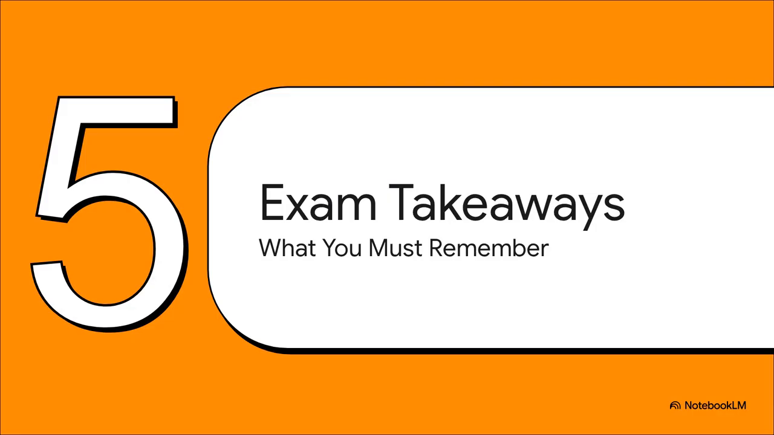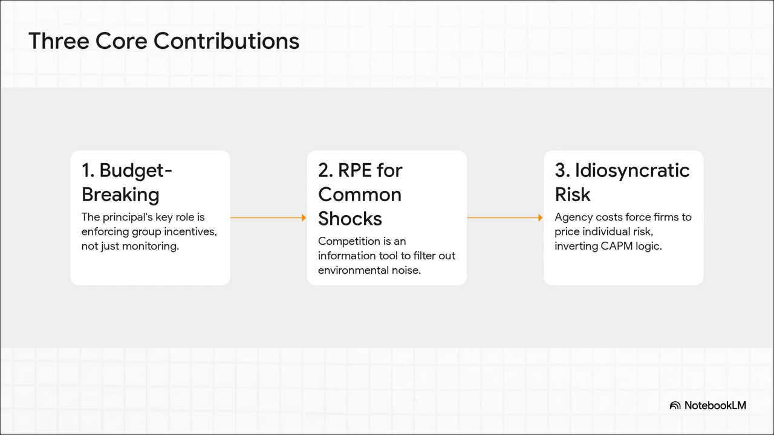Okay, time to bring it all home. After going through all of that, what are the absolute must-know takeaways for your exam? If you can articulate these next 3 points clearly, you're going to be in fantastic shape. Here they are, the 3 pillars of this paper. Number 1, the principal is a budget breaker, not just a monitor. Got it? Number 2, RPE is an information tool for common shocks, not just a way to make people compete.